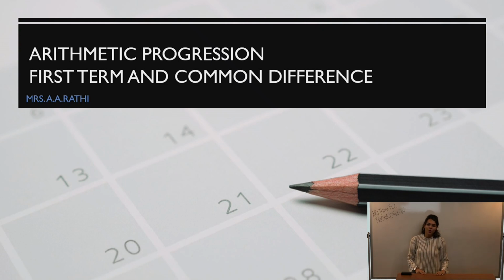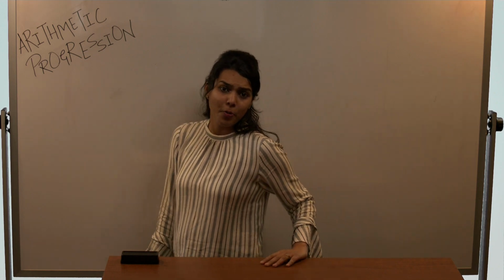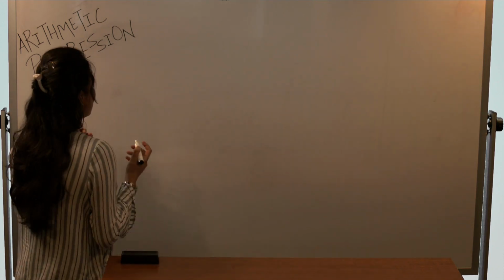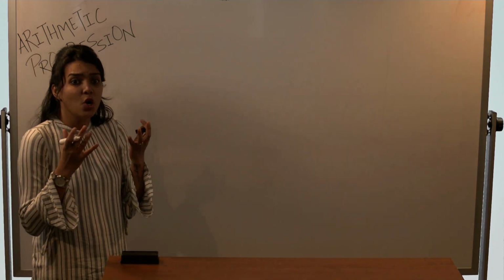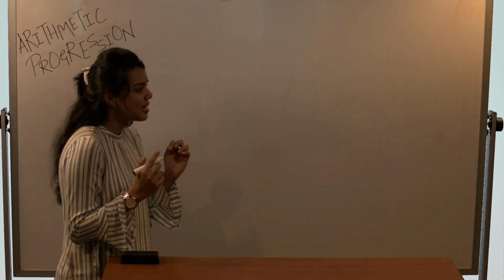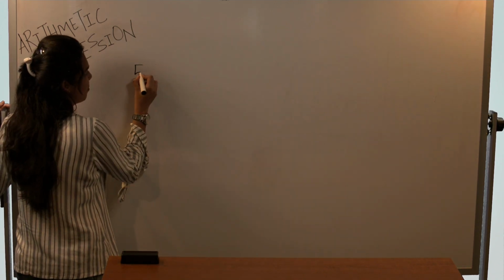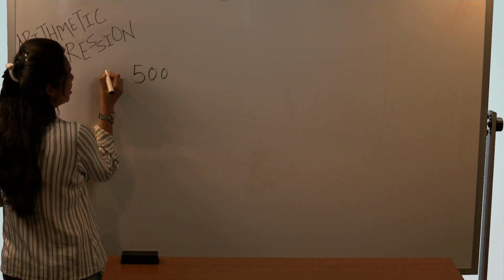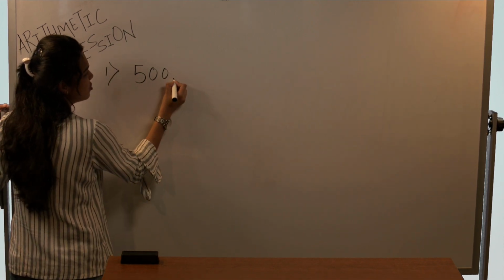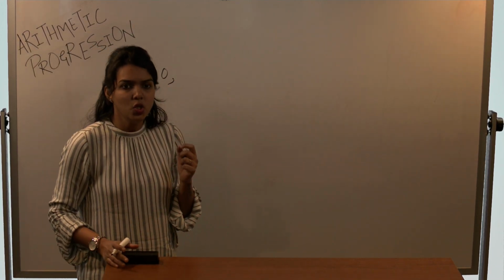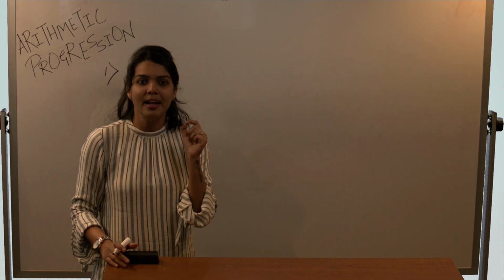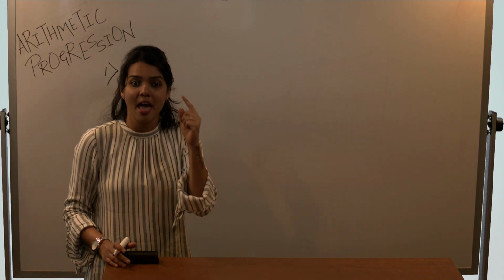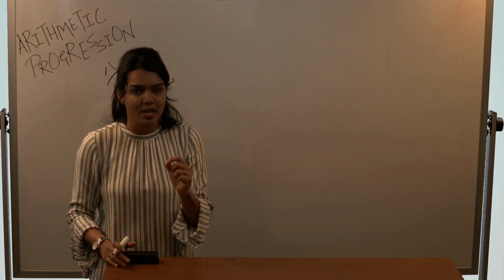Hi guys, today we are going to see a very interesting chapter of arithmetic progression. Let us take the first example. A person has got a job and his basic salary is rupees 500. His boss told him that he will increase his salary every month by rupees 50.